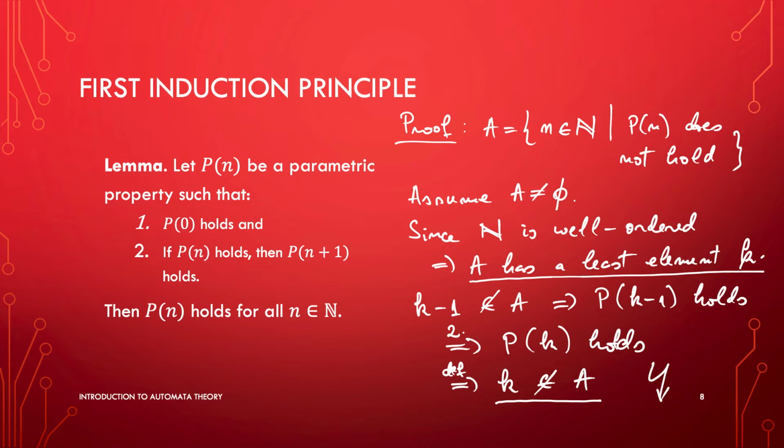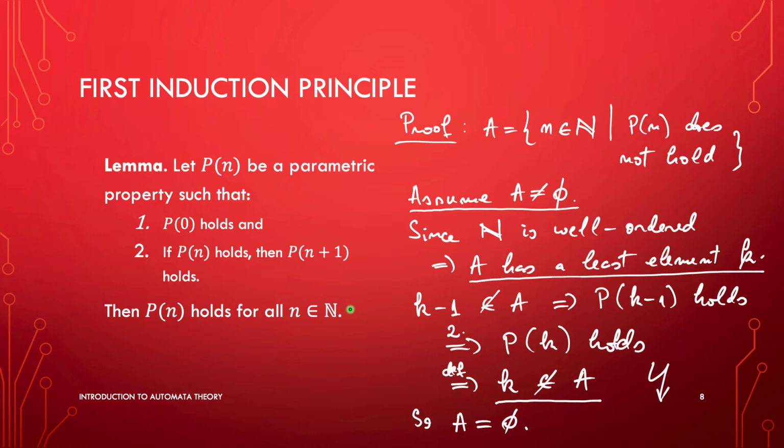And so, because it's a contradiction, it means that our assumption is false, so we say that A is in fact empty, and that establishes our property. A is empty, it means that there are no natural numbers where P wouldn't hold, and that's another way of saying that our property holds for all natural numbers, and that's exactly what the lemma was saying.